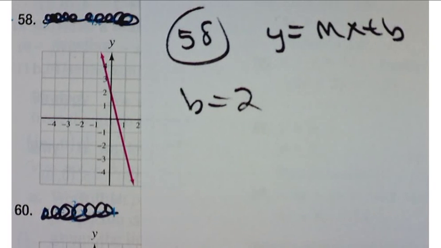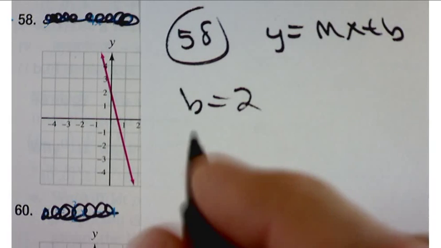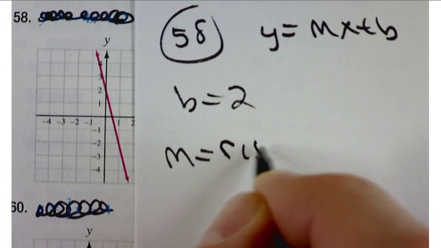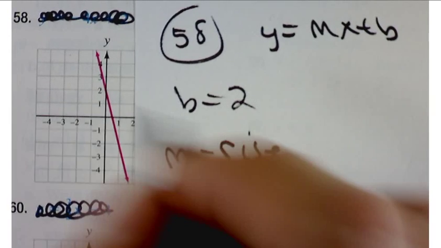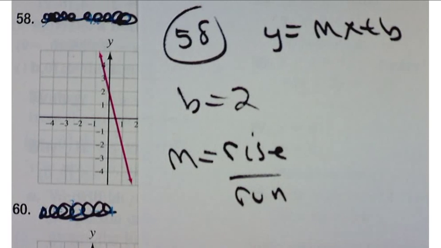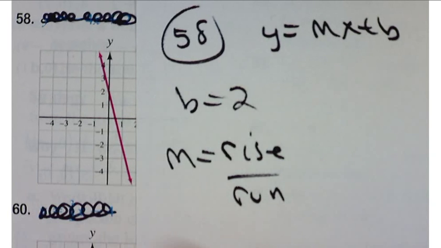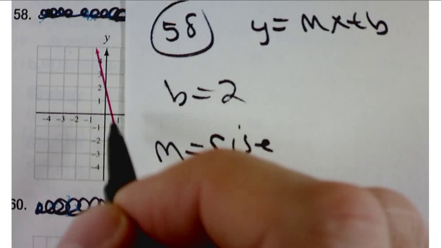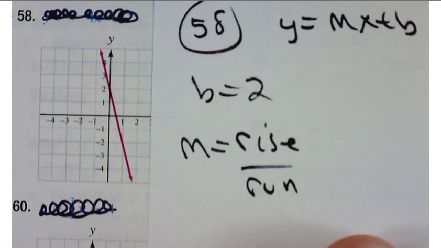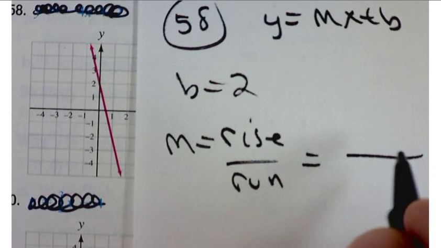Now, as far as your slope is concerned, we have to be a little bit more careful. Slope is the rise over the run. So let's pick 2 points on this line. There's one here at 0, 2. Is there another point that it goes through at one of the nice corners on this graph? Good. So at 1 and negative 2, there's another point.